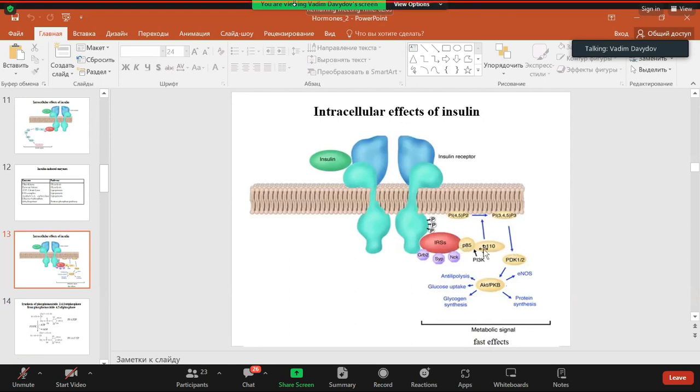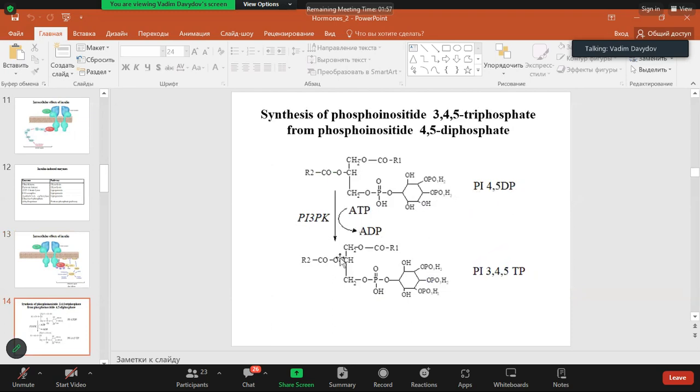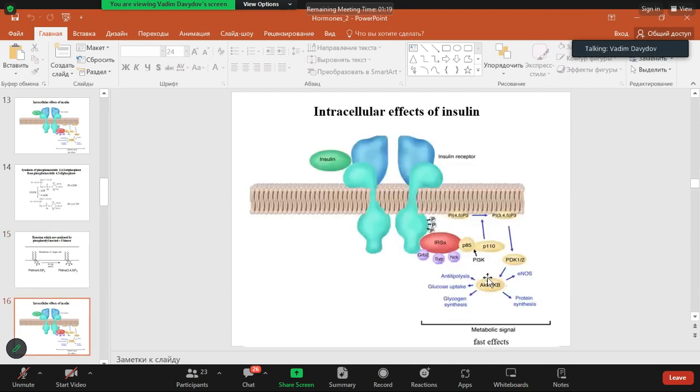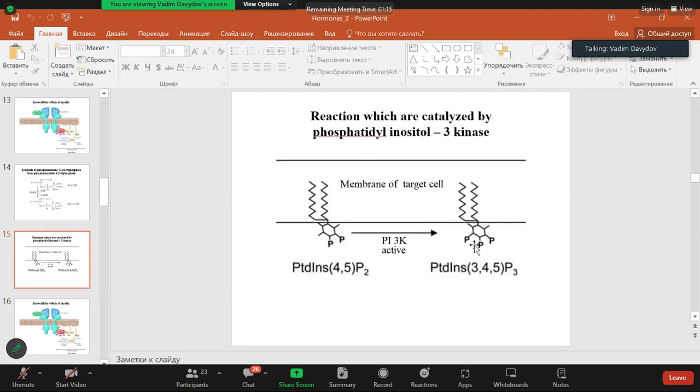After phosphorylation in the reaction catalyzed by that enzyme, phosphatidylinositol 4,5-bisphosphate is transformed into phosphatidylinositol 3,4,5-trisphosphate. A residual phosphoric acid appears also on the third carbon in the molecule, the inositol residue of that phospholipid. As a result, inside the membrane, after activation of that enzyme, appears phosphatidylinositol 3,4,5-trisphosphate.